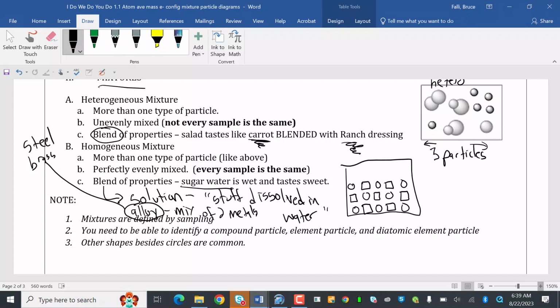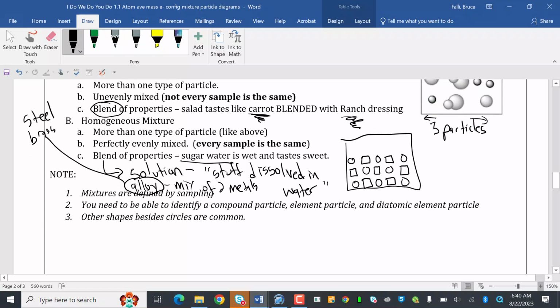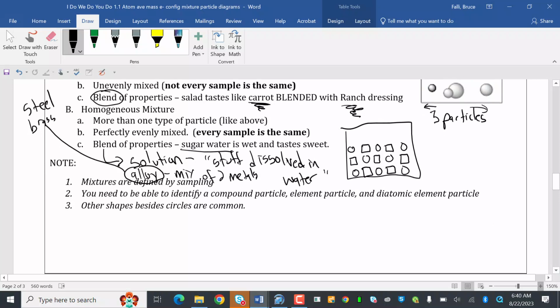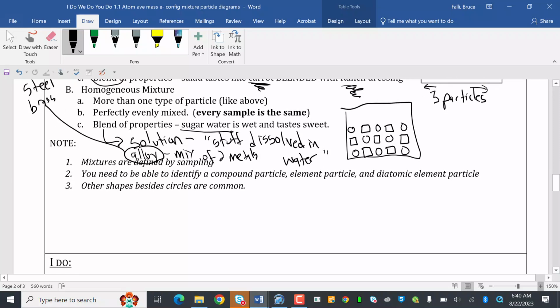Okay. Note, mixtures are defined by sampling. If I ask you to describe a homogeneous or heterogeneous mixture and you don't say the word sample, you're probably wrong. Homogeneous, homo means same. Samples are the same. Heterogeneous, hetero means different. So you need to have different samples. So if you take 2 samples, they'll be different. You need to be able to identify a compound particle, an element particle, a diatomic element particle, and other shapes besides circles are common. I tried to give you some other ones, but that's it.